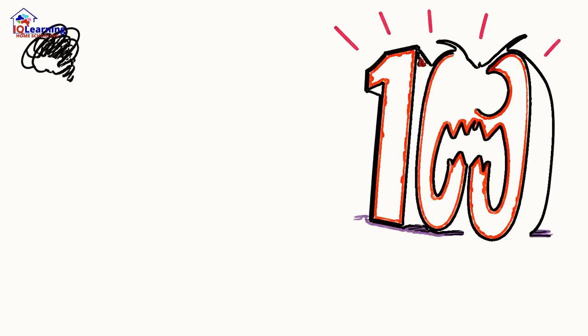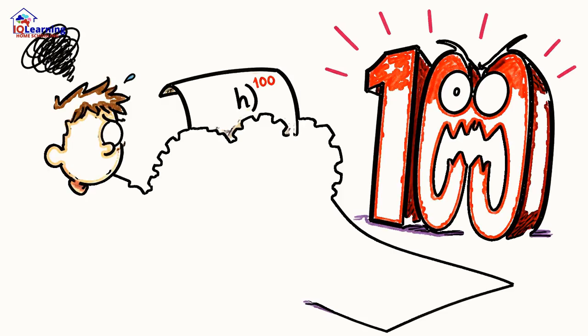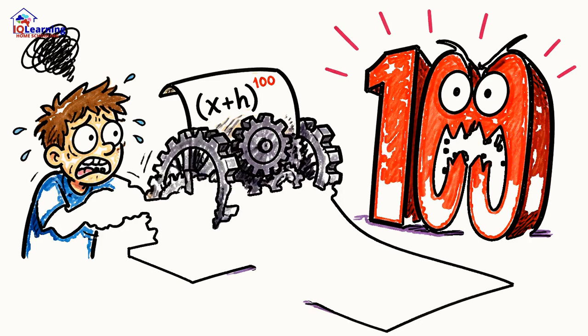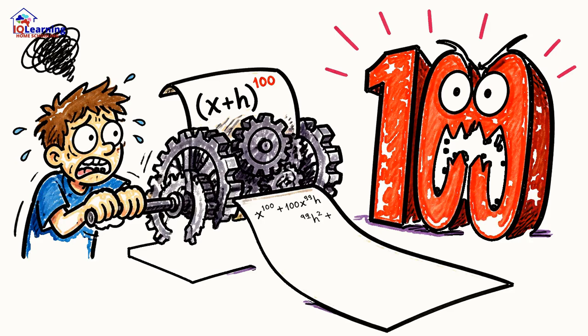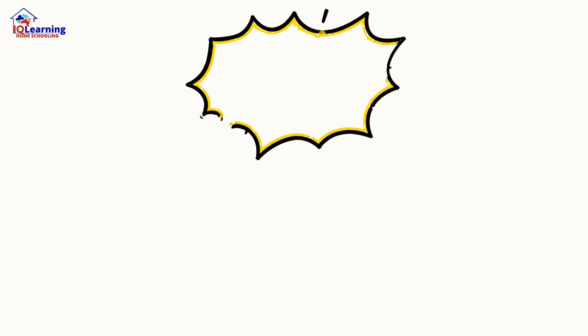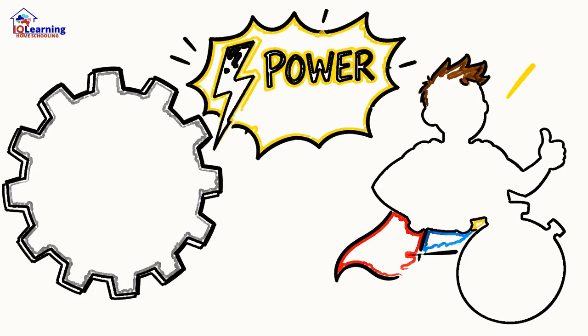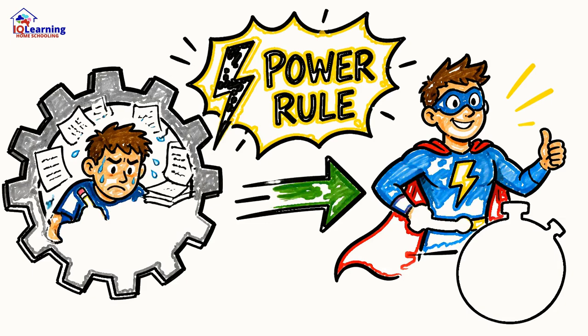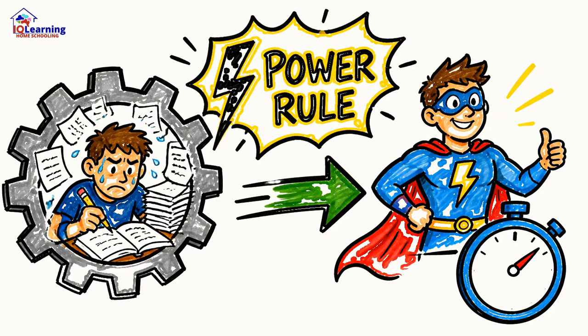What you need to calculate a function's slope from first principles can feel like grinding gears. Imagine trying to expand the expression (x + h) to the power of 100. It's a mathematical nightmare. But calculus gives us a set of powerful shortcuts, starting with the most important one, the power rule. It turns hours of work into seconds.